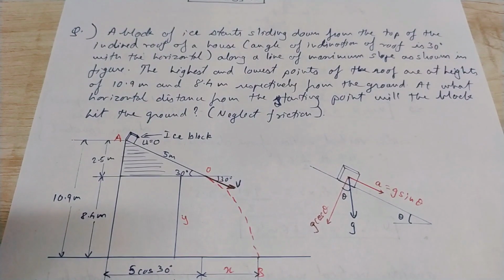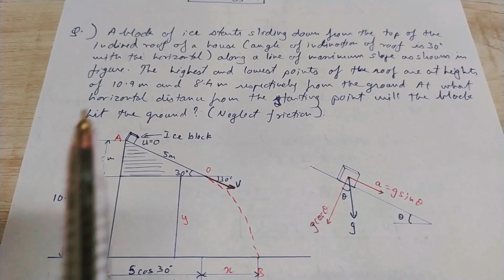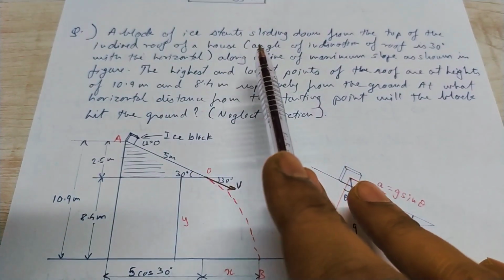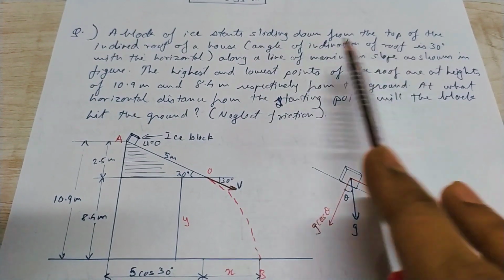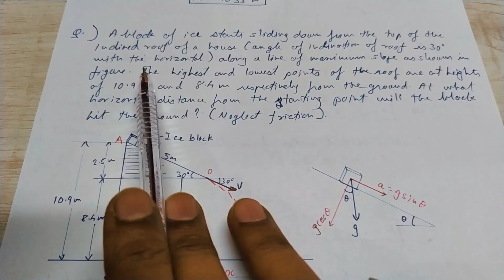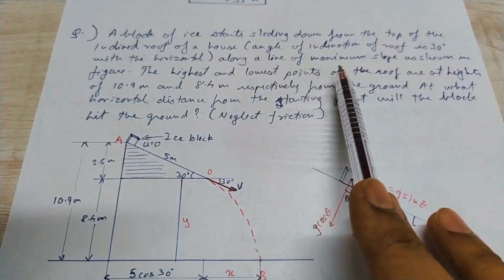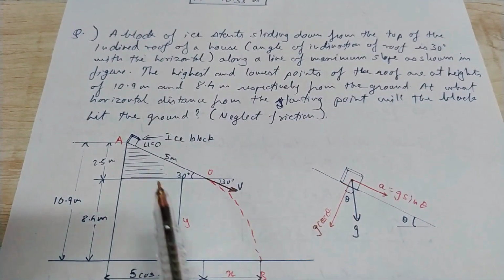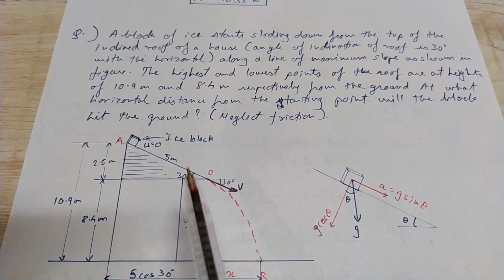Hello everyone. Now here is another problem based on projectile motion. A block of ice starts sliding down from the top of the inclined roof of a house. The angle of inclination of the roof is 30 degrees with the horizontal along a line of maximum slope, as shown in the figure. So over here you can see that this is a house.